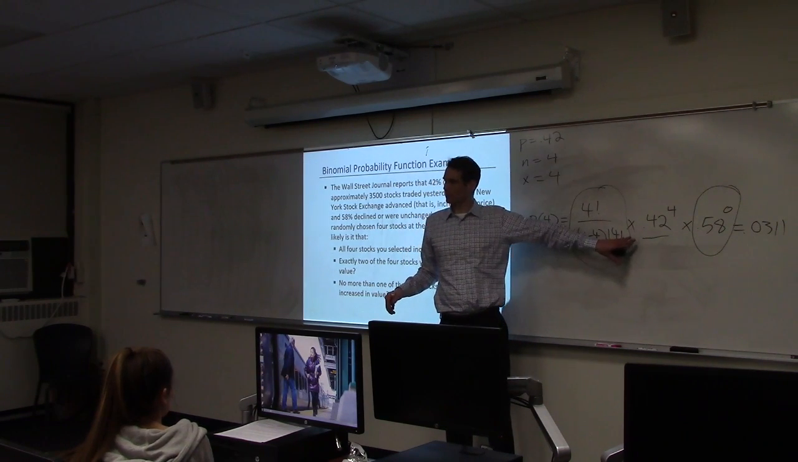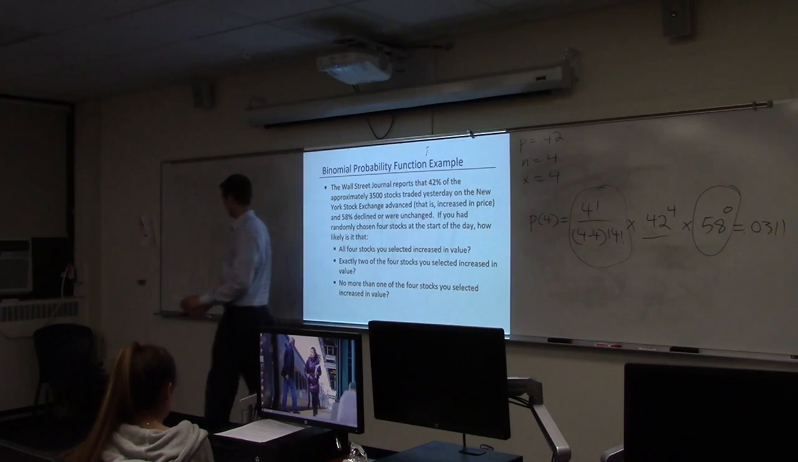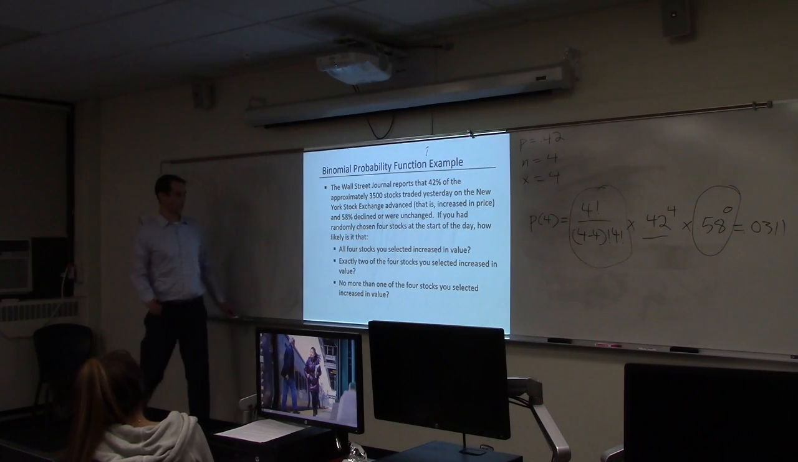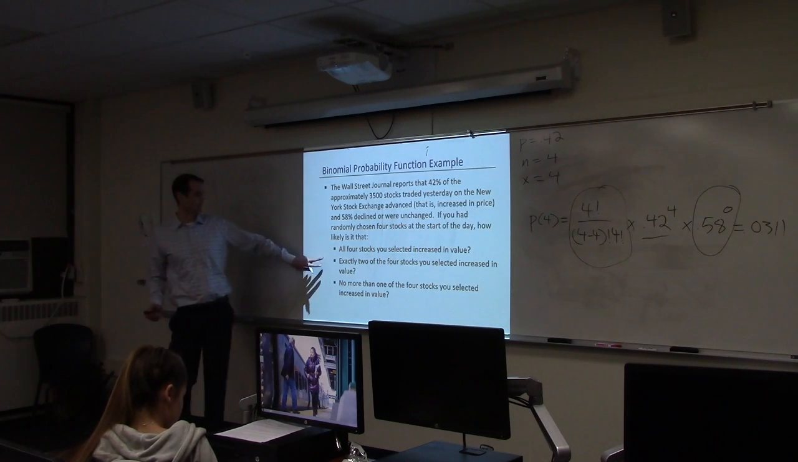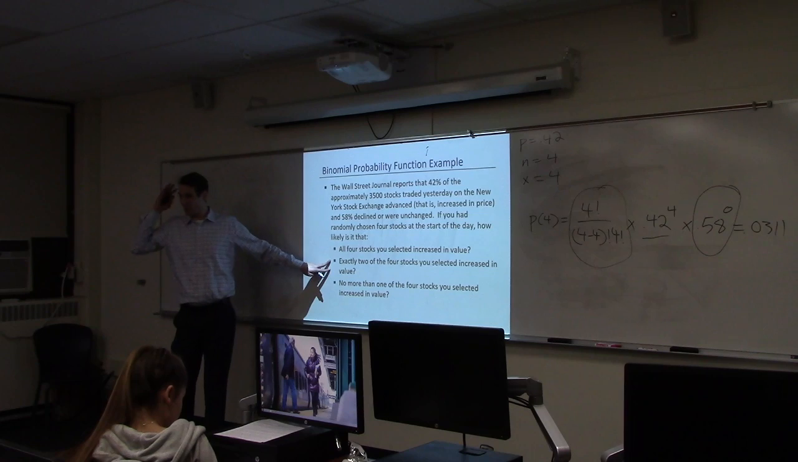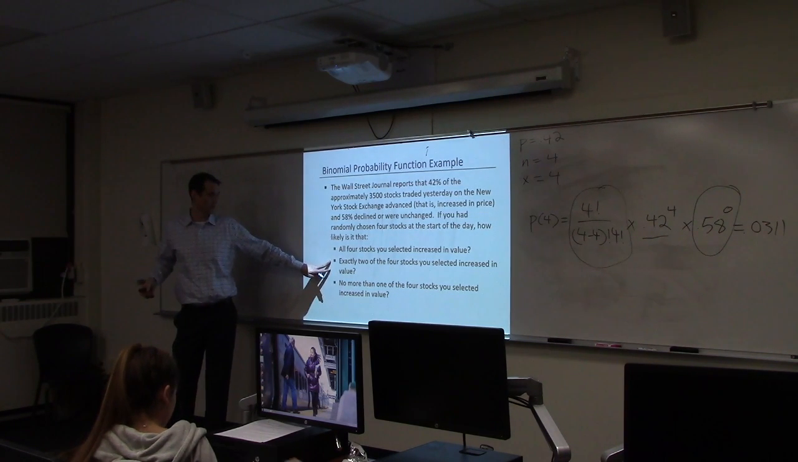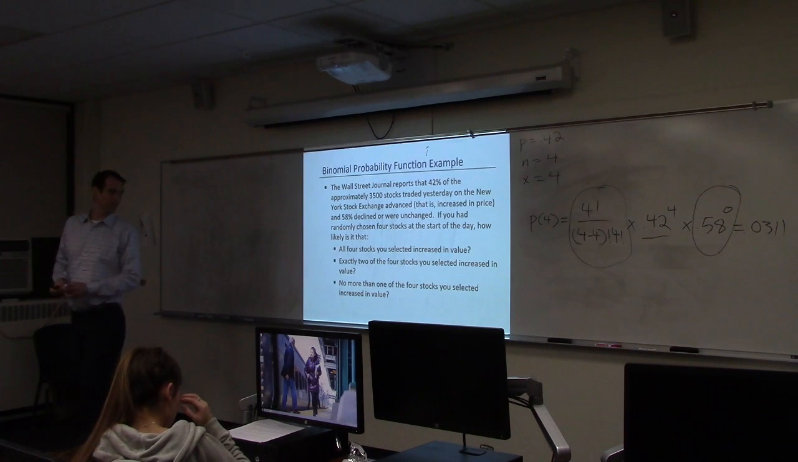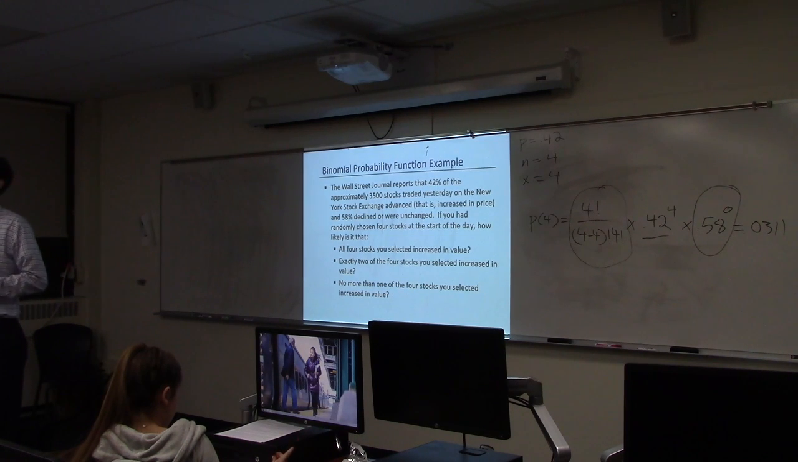Okay, we're good there? Alright, let me see what's next. We're going to take a break momentarily, but just let me finish off this. Okay. Let's think about these next 2. Let's just intuitively think about how we would solve them without doing the calculations. So what's the probability that exactly 2 of the 4 stocks you selected increased in value? How might we set that one up?